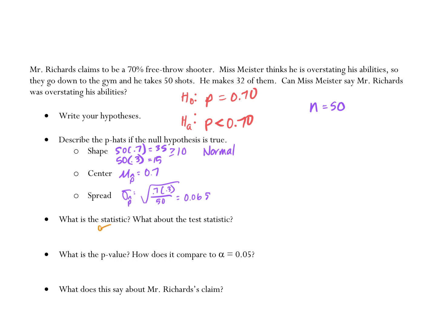My regular old boring statistic is going to be the p hat of our sample, which is 32 out of 50, which is 0.64. Okay. And my test statistic is going to be that z statistic. You're going to take the sample value minus the null hypothesis value divided by the standard deviation.